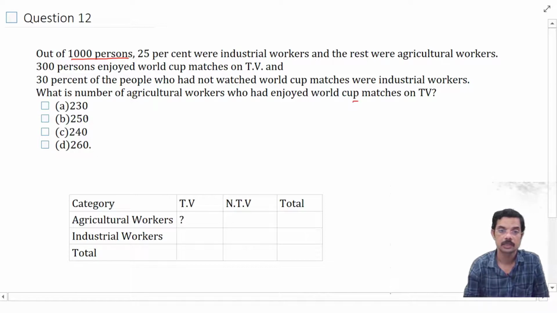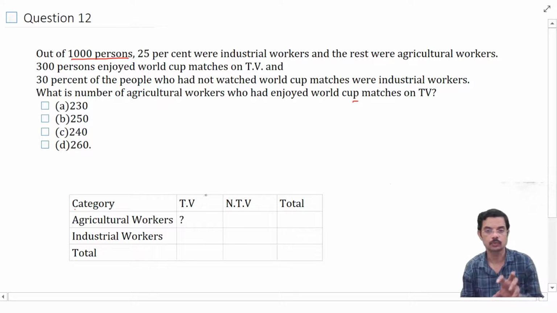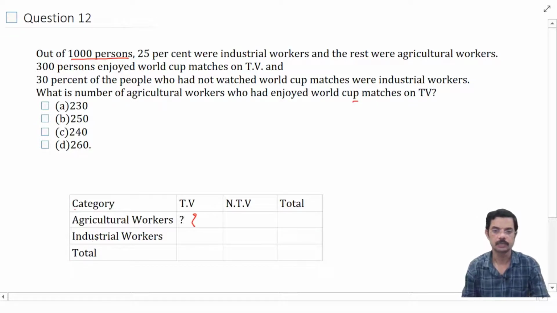Okay, let us look at this. These are some numbers given, options given. Let us look at this table. This is what we need to fill. Okay, this is the category. We have TV, those who watched the World Cup match on TV. The agricultural workers will come here like this. Okay, we understand this. So this is the item that we need to find out.